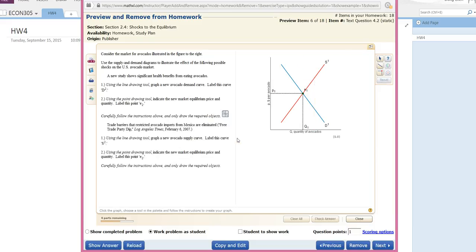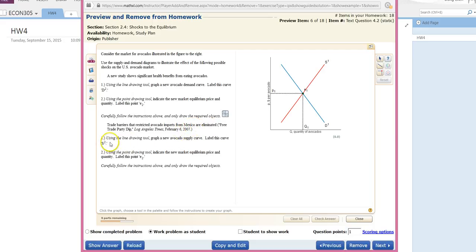I believe many students are confused about this. I think the biggest hurdle to solving questions in this chapter is understanding what causes a demand shock and in which direction, and what causes a supply shock and in which direction. So I believe that probably is the number one reason that many of our students do not do a very good job on the quiz for this chapter. The second scenario is trade barriers that restricted avocado imports from Mexico are eliminated.